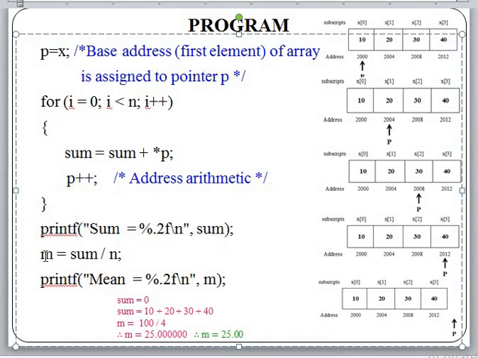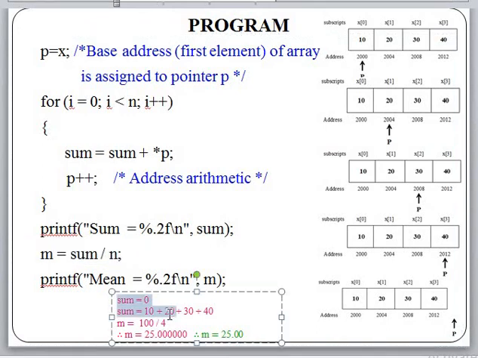Now we are calculating the mean value. Mean is nothing but average. As I mentioned earlier in my explanation, mean is nothing but average. So sum is now 100. 100 divided by n, where n is 4. 100 divided by 4 is nothing but, you can see, mean equal to 25.000000 with 6 zeros.